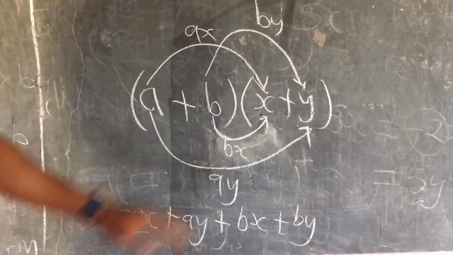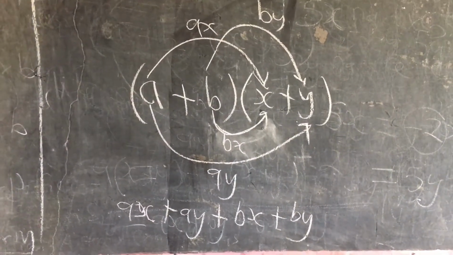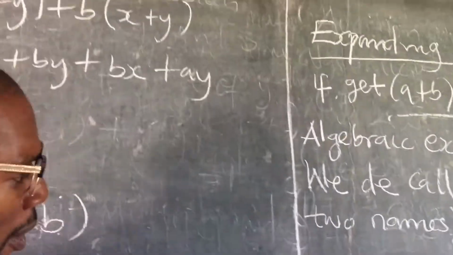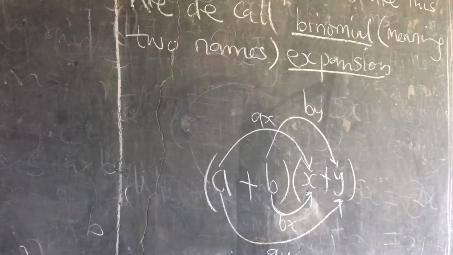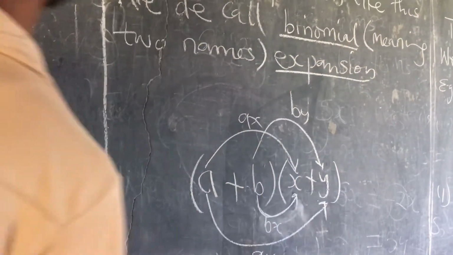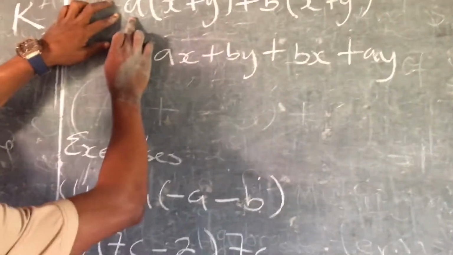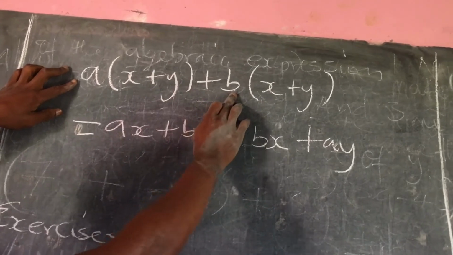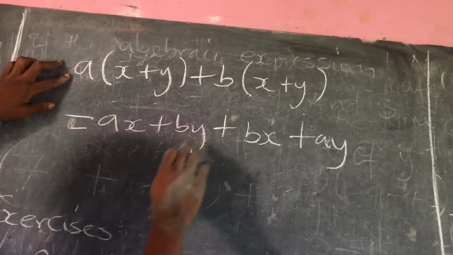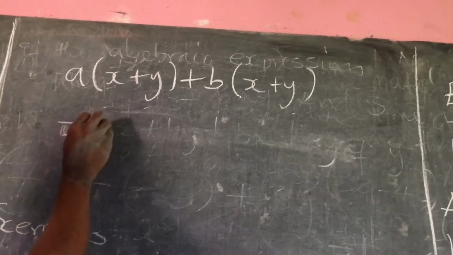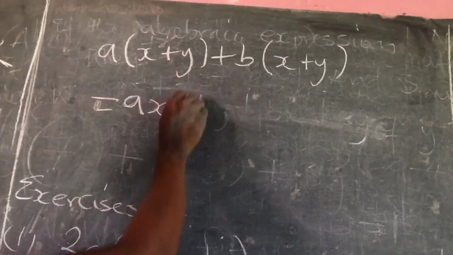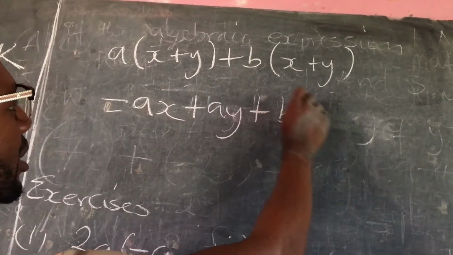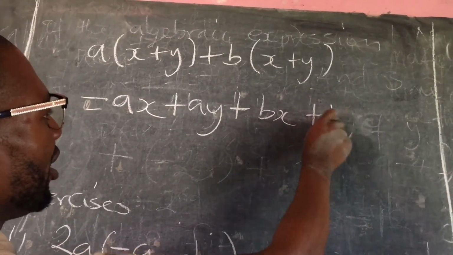So that is how we expand this bracket. Another way is to carry a and multiply everything in the bracket, then carry b and multiply everything in the bracket: a times bracket x plus y plus b times bracket x plus y. Then a times x gives ax, a times y gives ay, plus b times x gives bx, and b times y gives by.